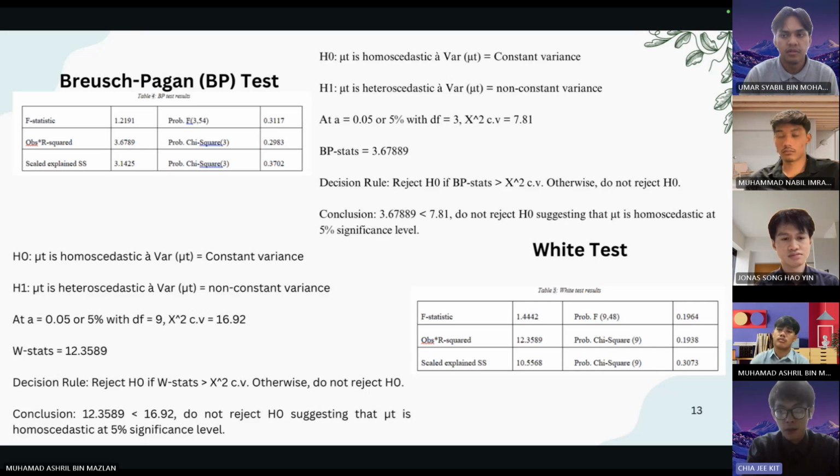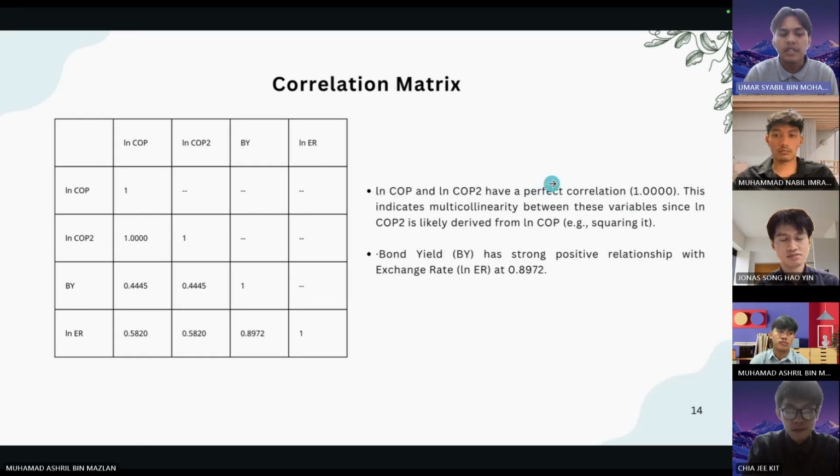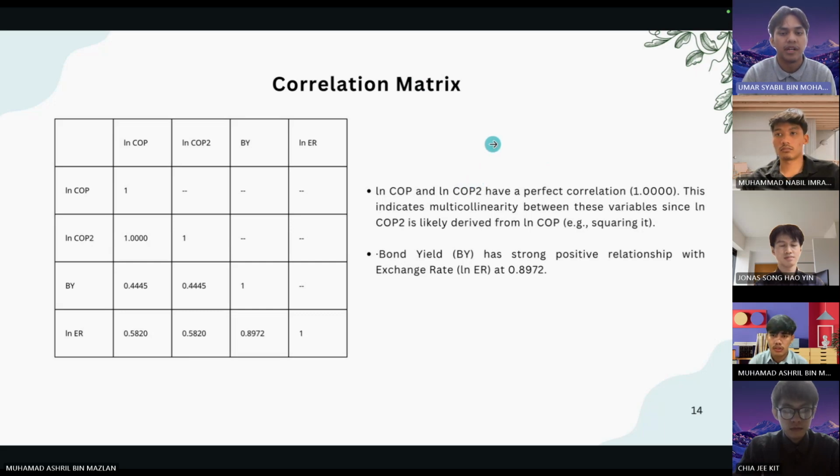So next, I will pass to Uma. Thank you, Kit. So let's now examine the correlation matrix to understand the relationship between our key variables. In ln crude oil price and ln crude oil price square, we have a perfect correlation, which is 1.00. This indicates multicollinearity between these variables, since crude oil price square is likely derived from ln crude oil price. Basically, the bond yield has a strong positive relationship with the exchange rate at 0.8972. Next.